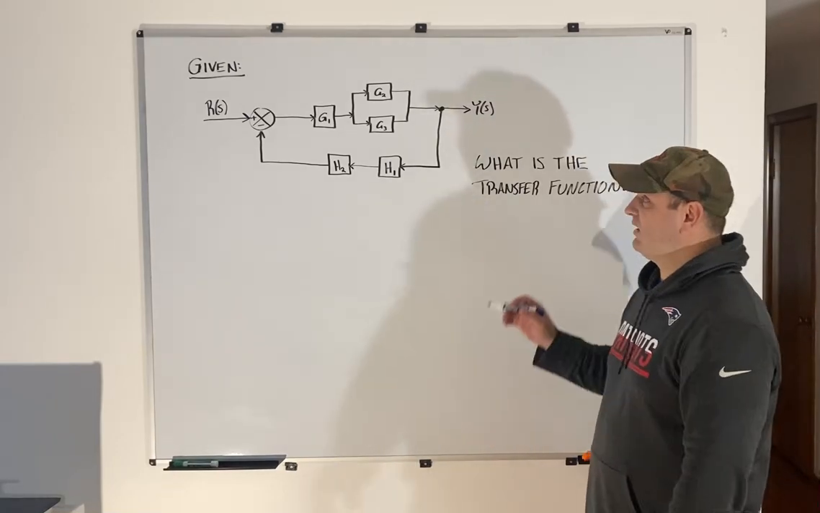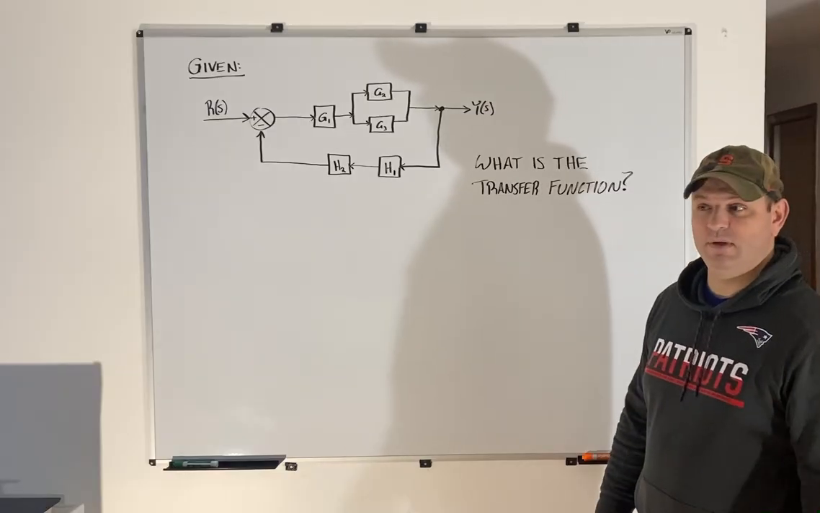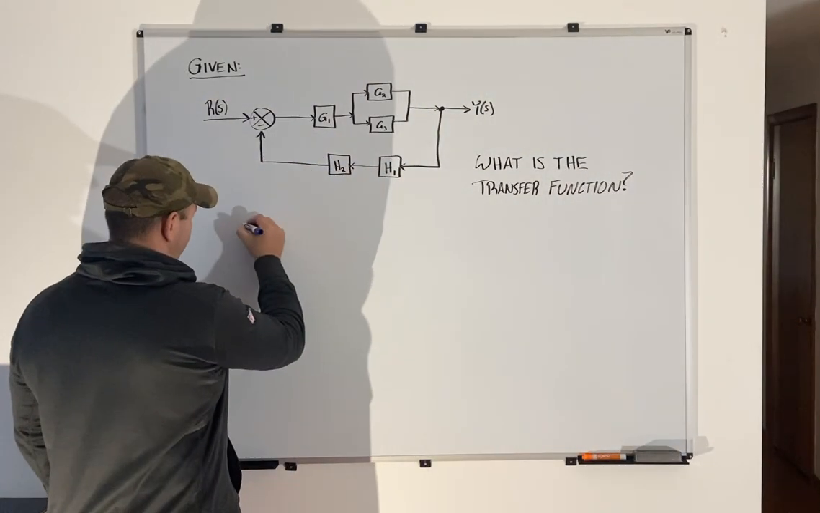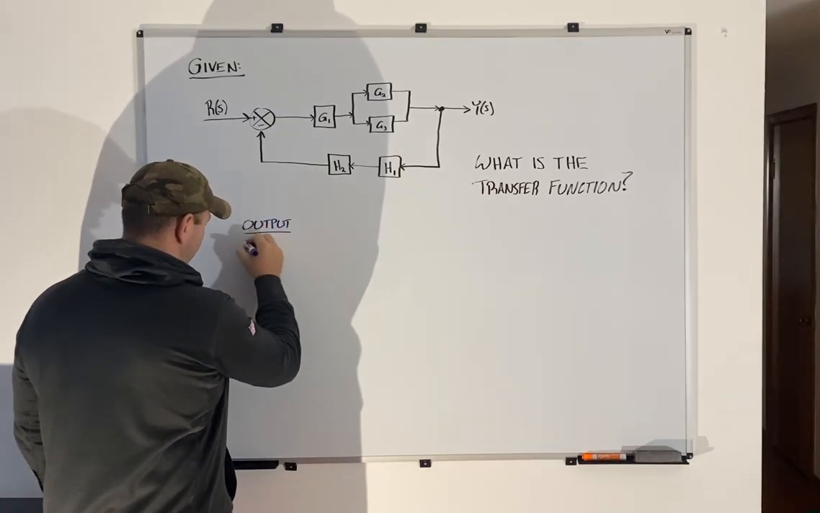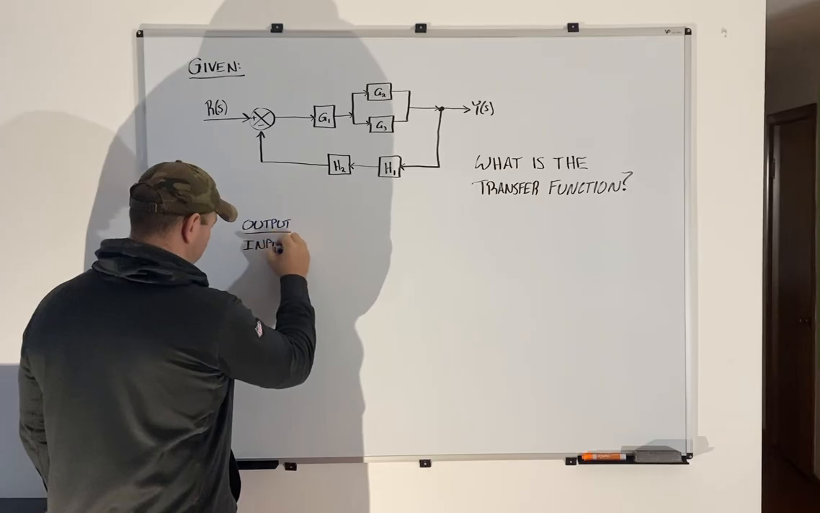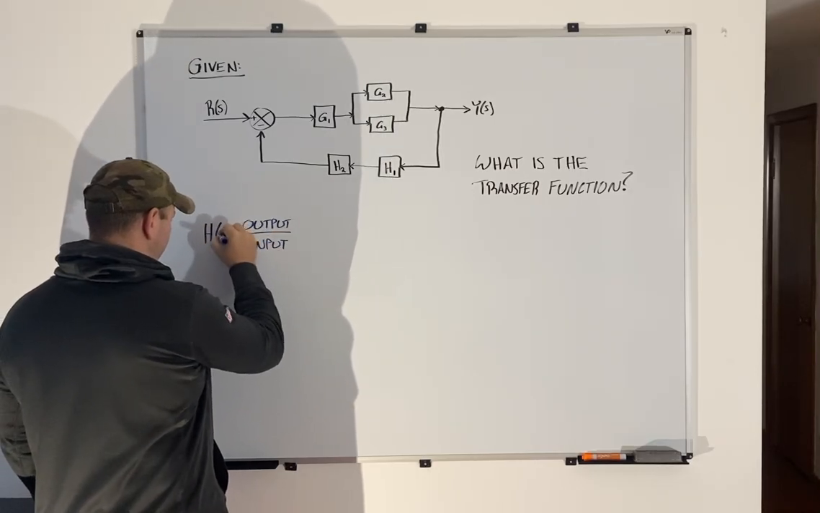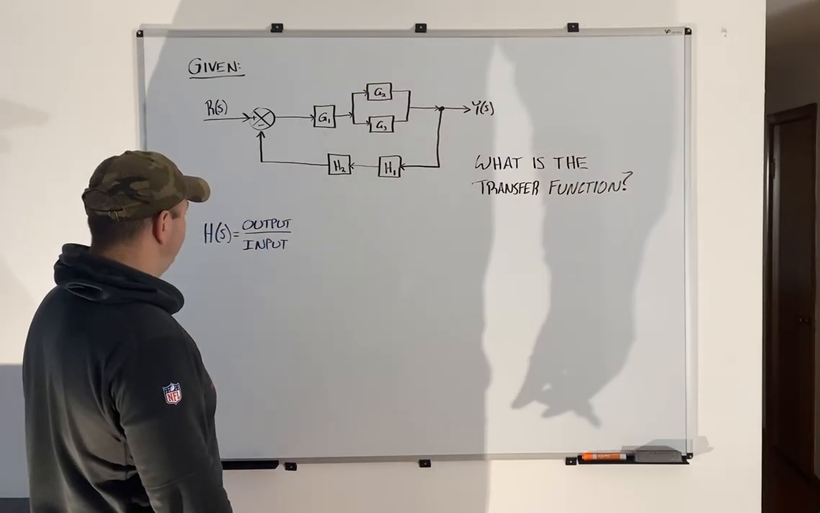Let's do, given a block diagram, what is the transfer function? What is a transfer function? A transfer function is an output divided by an input. And it's going to be H of s is an output over an input.